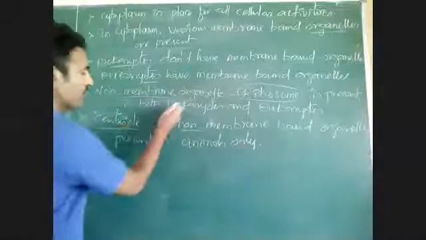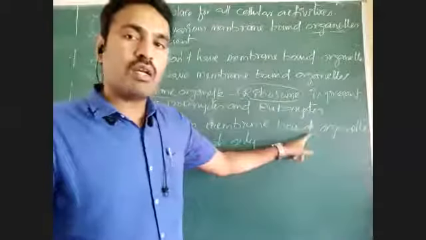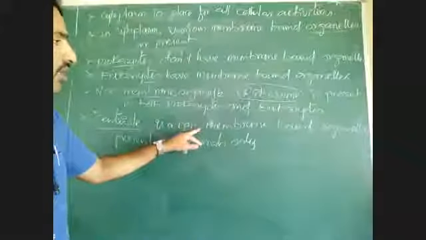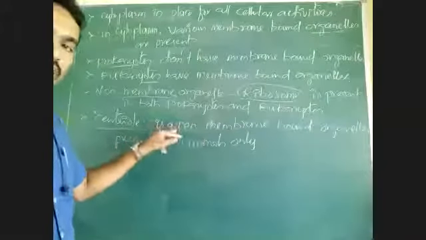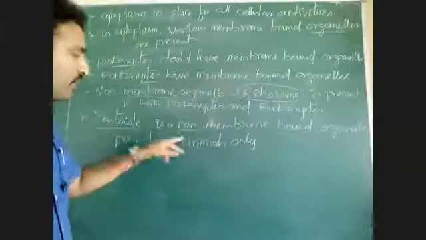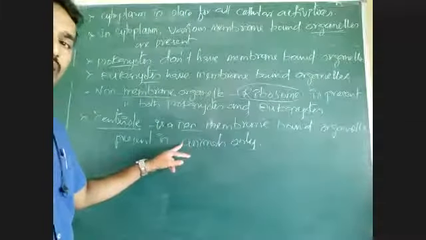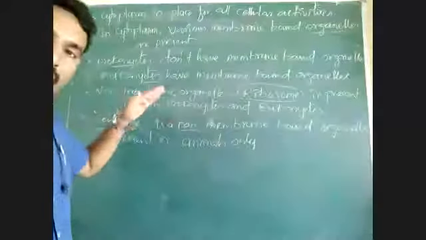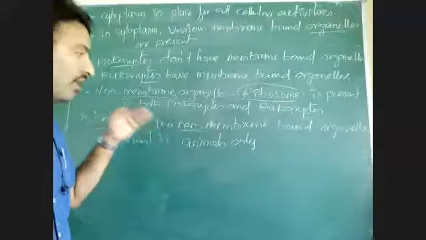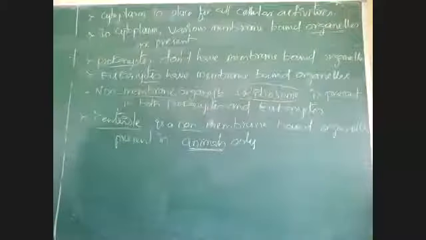Centriole is a non-membrane bound organelle present in animals only. Non-membrane bound organelles are usually present in prokaryotes, but centriole is absent in prokaryotes. It is present in animals. Animal is a eukaryote, but it is not present in all eukaryotes. Centriole is absent in prokaryotes, and in eukaryotes also it is not present in all. It is present only in animals.